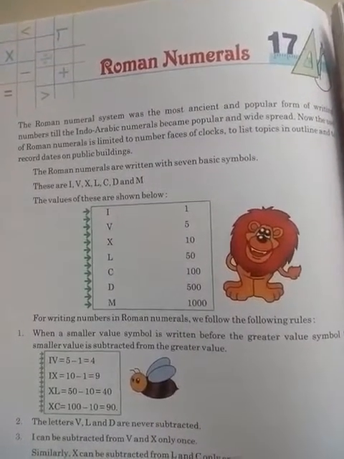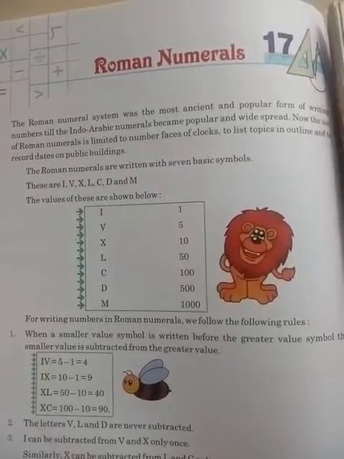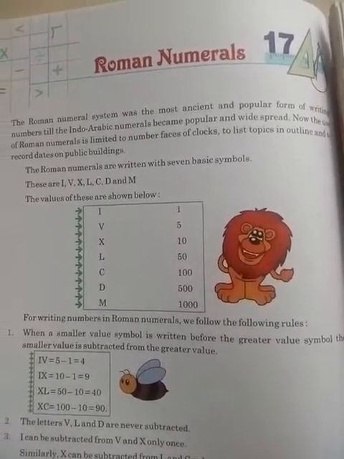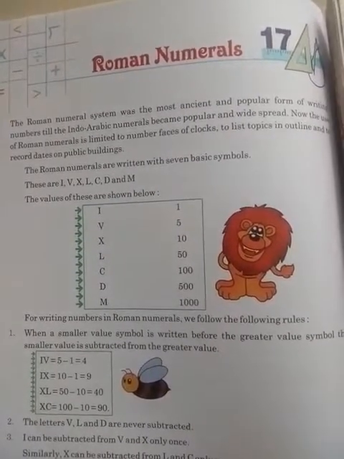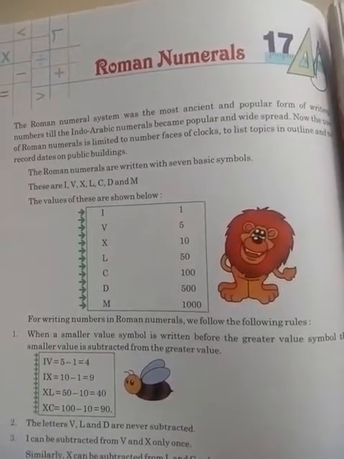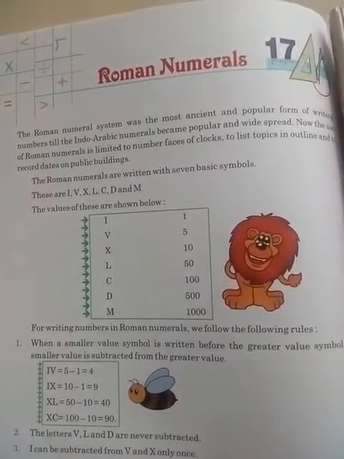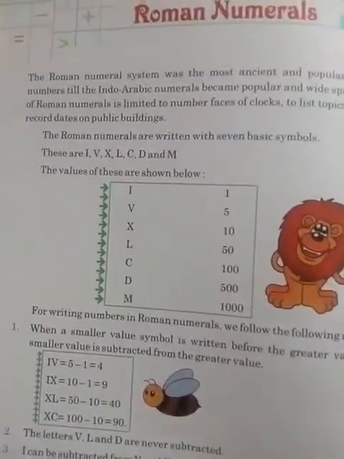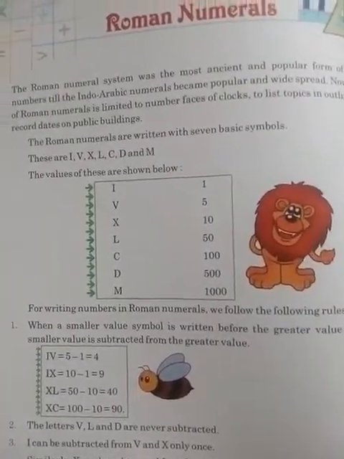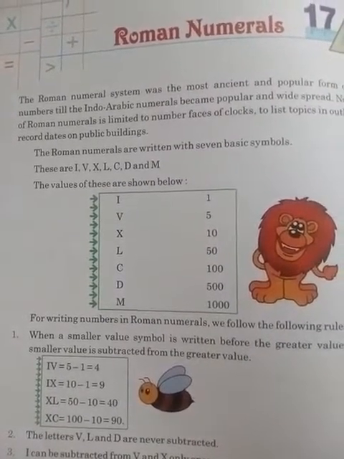Okay. Today I am going to start a new chapter, chapter 17, the second chapter of your first term examination, Roman numerals. Roman numerals, as the name suggests, come from Rome. They are the numbers from before the Hindu-Arabic numbers were introduced, like whatever we are writing now, 0, 1, 2, 3 and 4. Those were introduced in a very ancient period then.